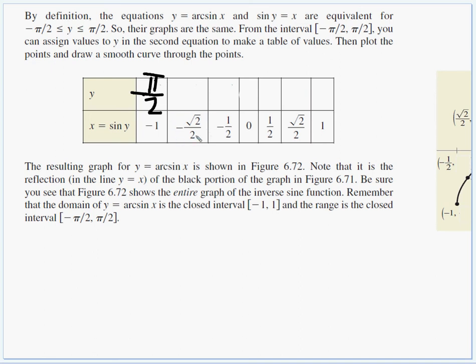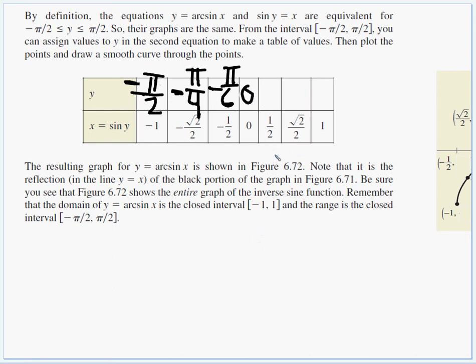Next, negative root 2 over 2. If we look on our unit circle, that's going to be down in the fourth quadrant. That is going to be, yeah, that is a negative there. It sort of bled in. A negative pi over 4. Negative a half as a sine value would come from negative pi over 6. The sine of 0 is 0, so the sine inverse of 0 will also be 0.